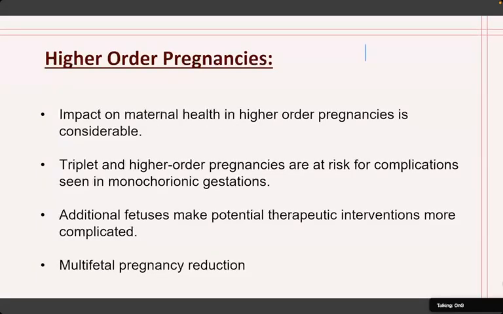One of the greatest challenges encountered in obstetrics is the management and complications seen in triplets and higher order multiple gestations compared to the singleton and the twin gestations. They confer significantly greater risk for preterm birth and low birth weight deliveries. Impact on maternal health in higher order pregnancies results in higher rates of anemia, postpartum hemorrhage, hospitalization, and time lost from work.